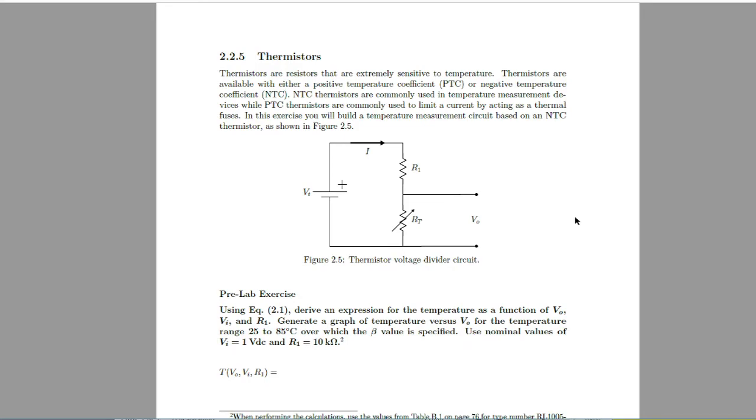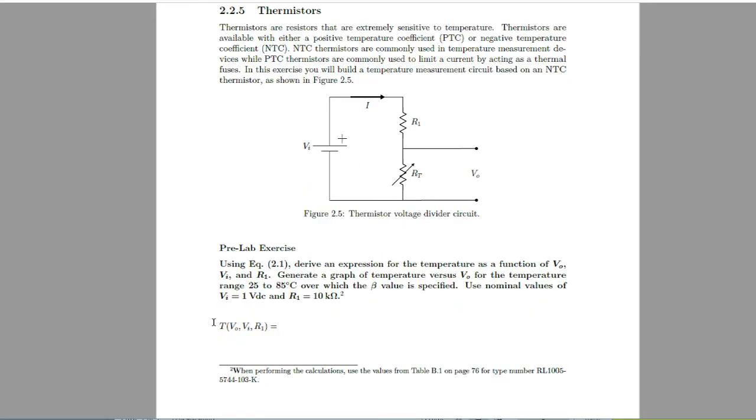Then you're going to have to give us the equation for temperature for a thermistor as a function of the voltage drop across it. I've given you already temperature as a function of the resistance. Now we want you to show us what the equation is for temperature as a function of the voltage drop across that resistor.